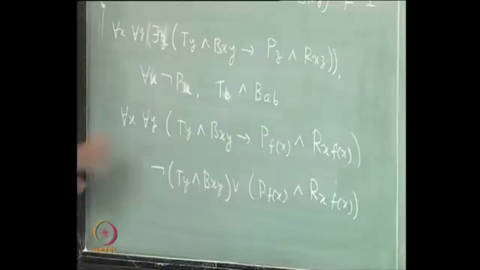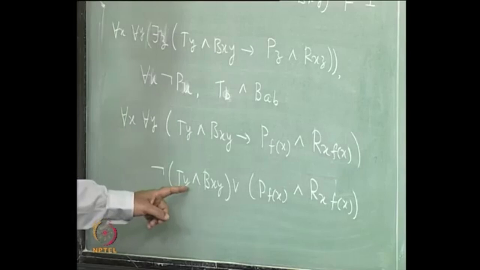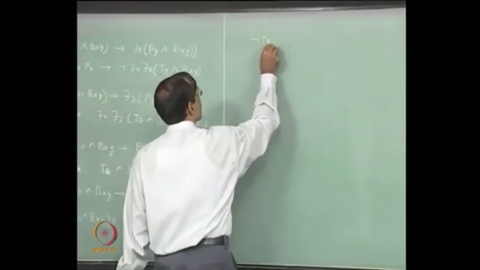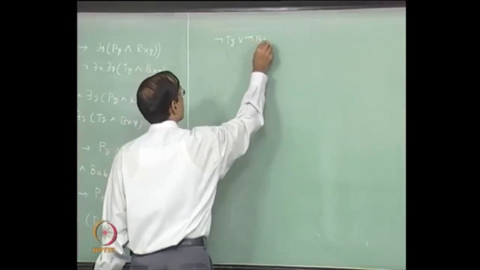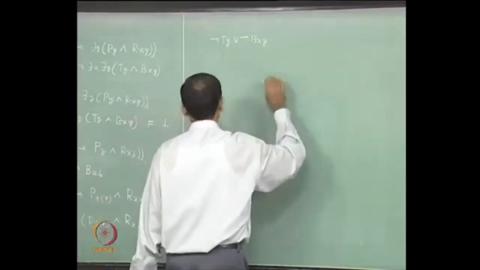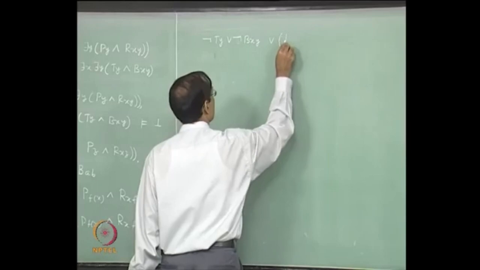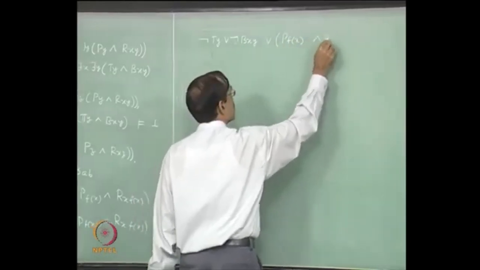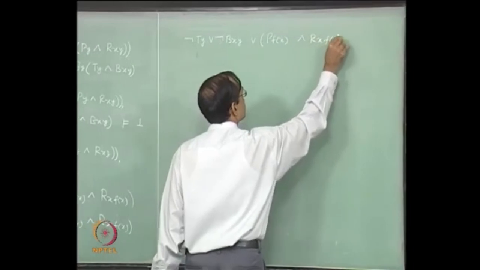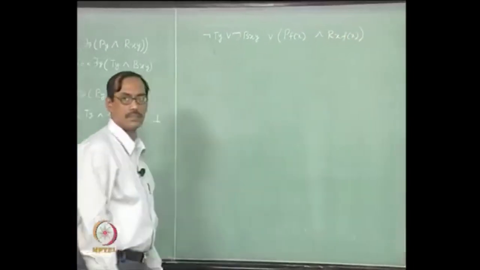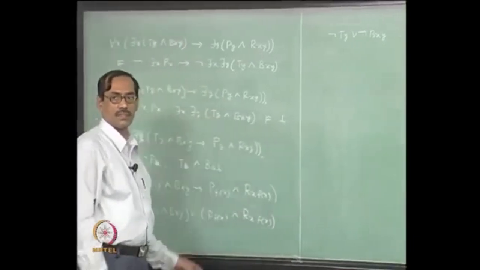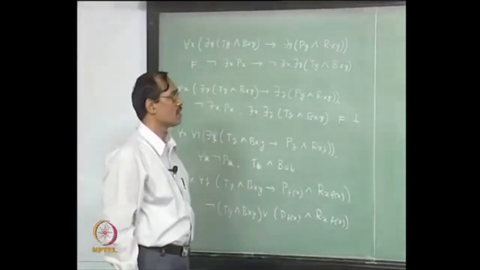Okay. Now, you have started omitting this. So, that will give what? Not T y or not B x y or P f of x due to De Morgan, and R x f of x. Yes? Any problem?